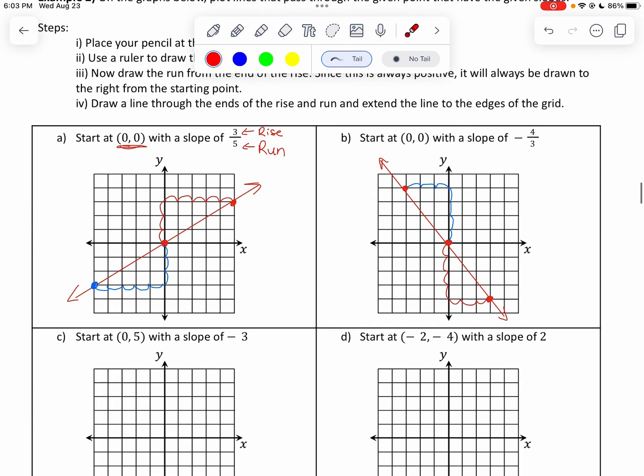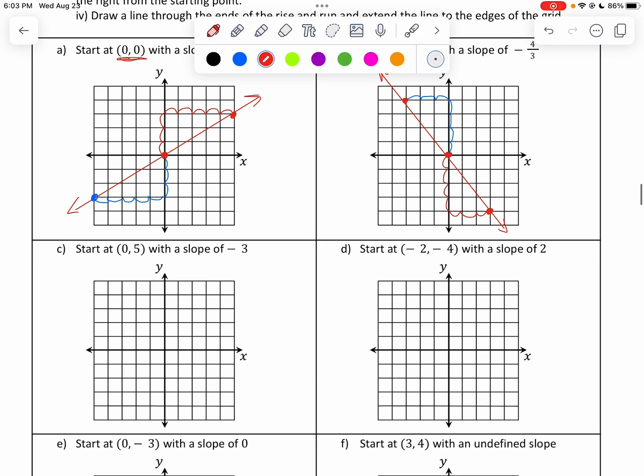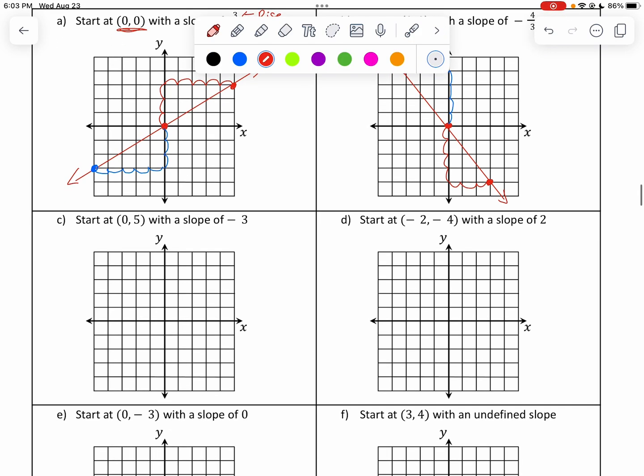For our next one, we are starting at a point of 0, positive 5. So that means I'm going to go nowhere left or right, but I'm going to go up 1, 2, 3, 4, 5 squares. In this case, it gives us a slope of -3, which doesn't tell us our run. That looks like it could be an issue. However, we want to remember that any number is secretly over 1. So in this case, -3 is our rise, +1 is our run. It's our hidden denominator.